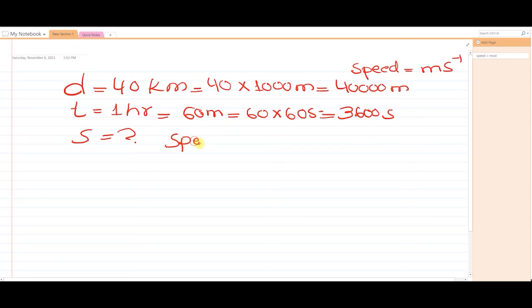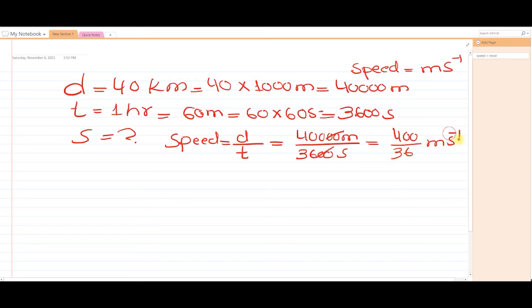As we studied, the speed of a body is equal to the distance traveled by an object over the time it takes. Finally, it is equal to 40,000 meters over 3,600 seconds. After dividing, we can say that it is equal to 400 over 36 meters per second.